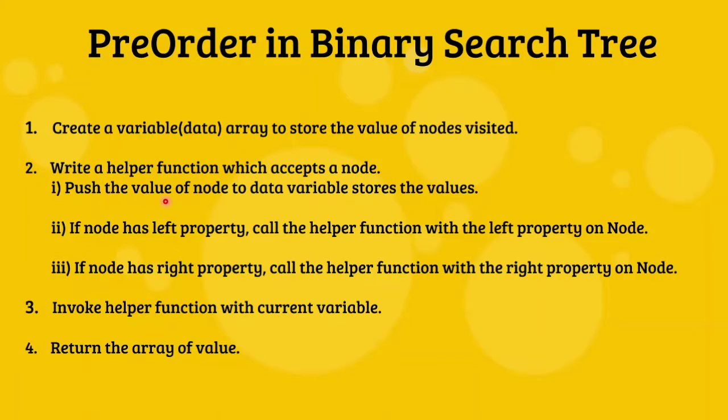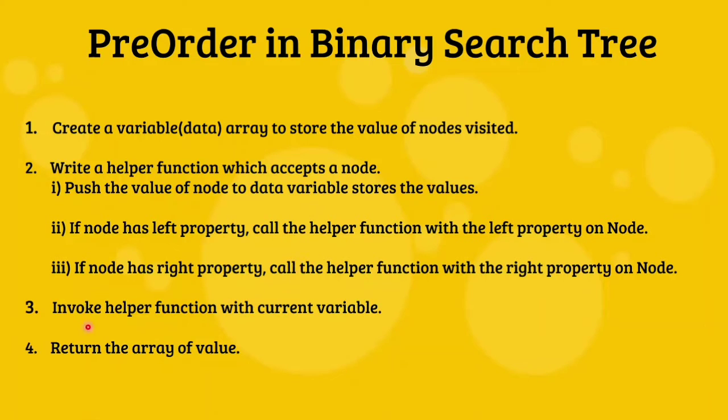Firstly, we will push the value of the node to the data variable that stores the values. Then, if the node has a left property, we will call the helper function again with the left property on the node. And if the node has a right property, then we will again call the helper function with the right property on the node. With this, our helper function will perform the recursive task for us.